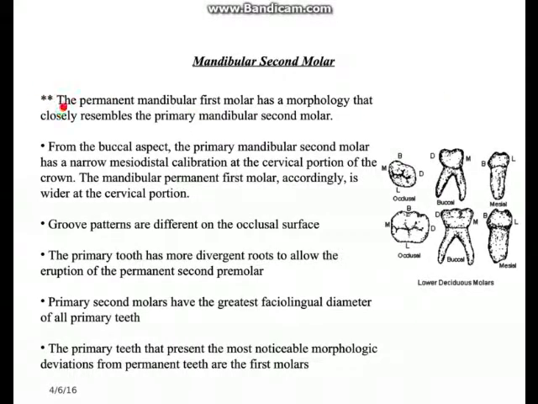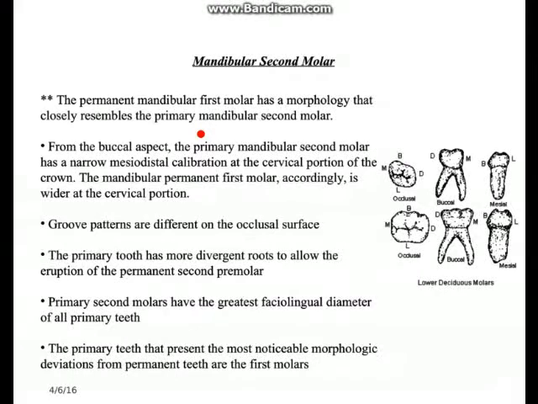Now, this is an important point to know. The permanent mandibular first molar has a morphology that closely resembles the primary mandibular second molar. There we go. So now we know that the primary maxillary second molar resembles the permanent maxillary first molar, and now the permanent mandibular first molar resembles the primary mandibular second molar.